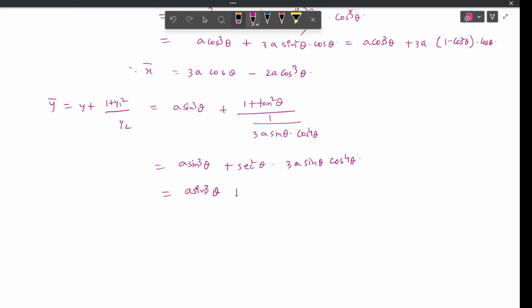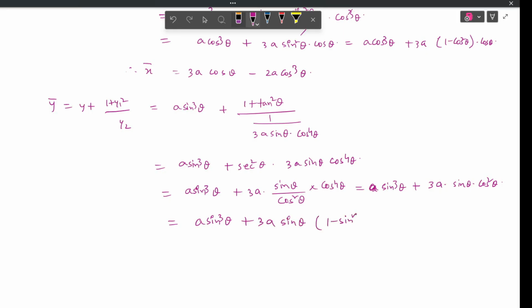a sin cube theta plus 3a, it will be sin theta by cos square theta, because sec square theta is 1 by cos square theta into cos to the power 4 theta. So if you cancel out, you will get a sin cube theta plus 3a sin theta cos square theta. In place of cos square theta, you can write 1 minus sin square theta. So it would be a sin cube theta plus 3a sin theta into 1 minus sin square theta.